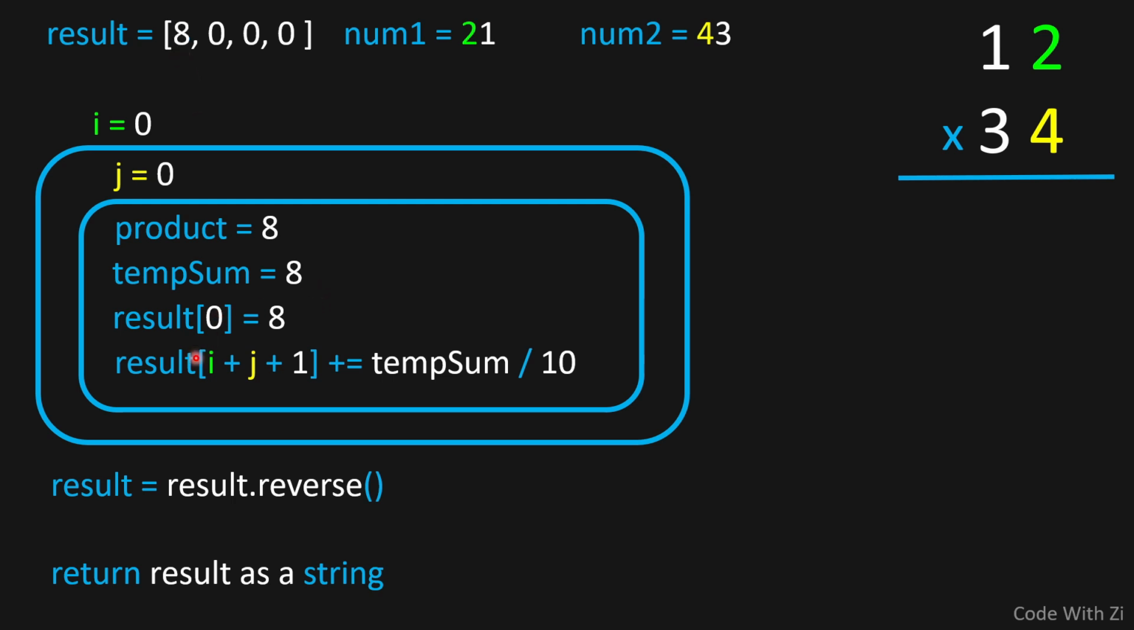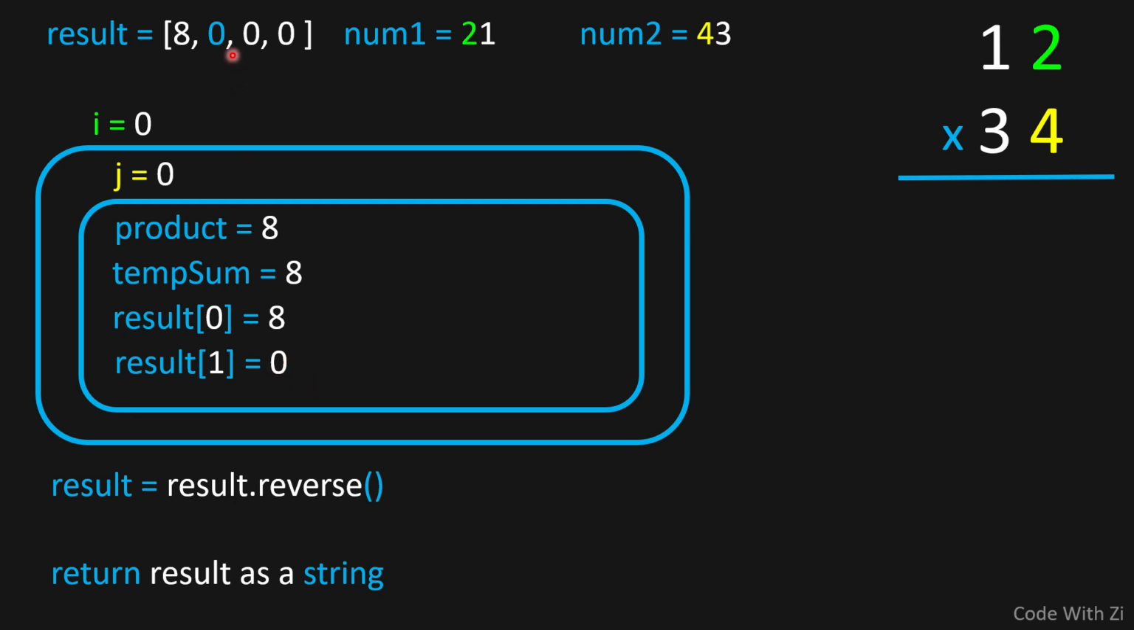Then we're going to come down, and we're going to check for carries. We're going to say the position of i plus j plus 1, that's 0 plus 0 plus 1, should be equal to itself plus temp sum divided by 10. Well, itself is 0, as you can see. This is 0, so we have it here. Temp sum is 8, so 8 divided by 10, that's going to give us 0.8. 0 plus 0.8, that's going to give us 0.8. We're going to ignore decimals, and we're going to treat this as 0.